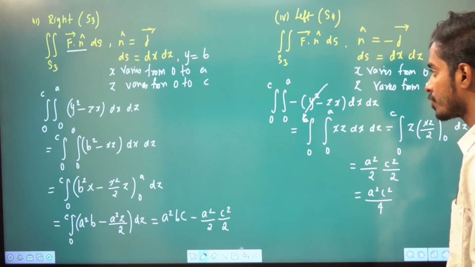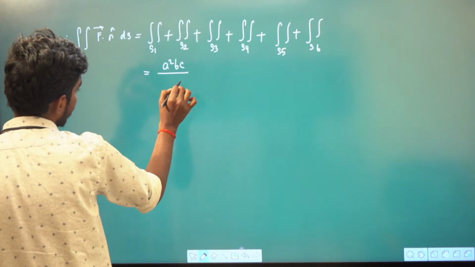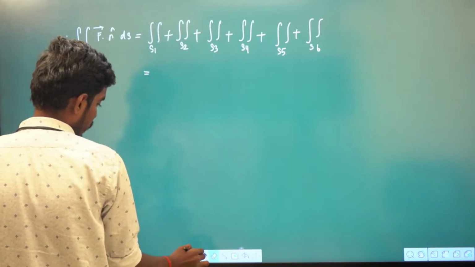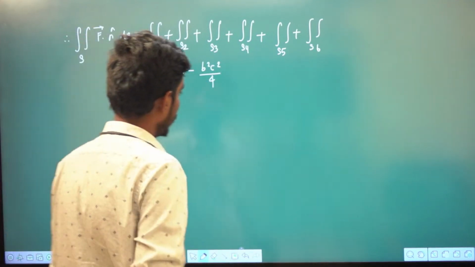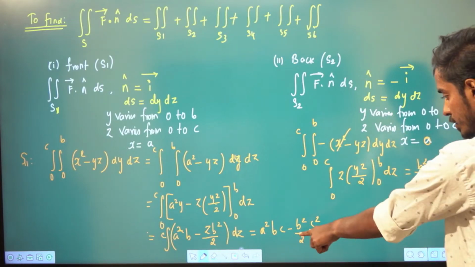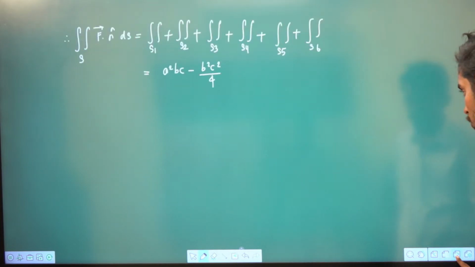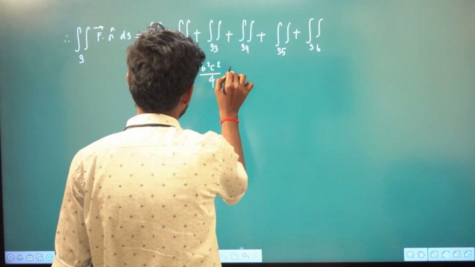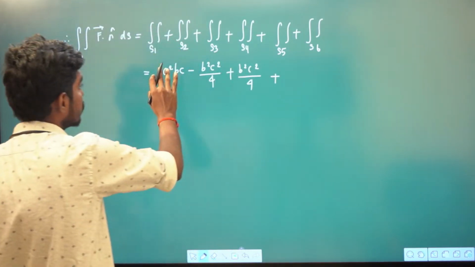A square bc minus b square c square by 4. This is what we have, right? A square bc minus b square c square by 4, and this is plus b square c square by 4. This is your s1, this is your s2.